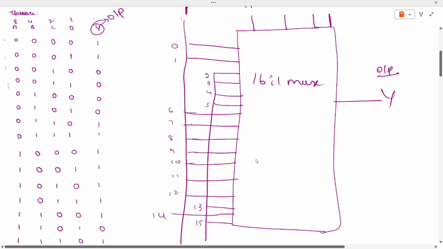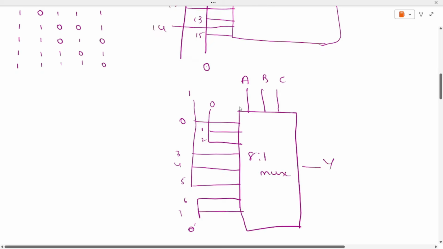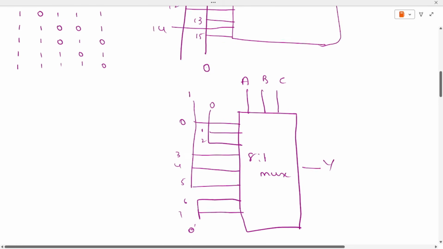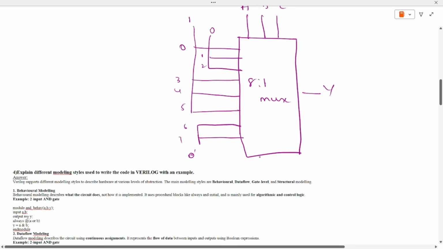Next, you can see the same way you will draw for 8 is to 1. For 8 is to 1, the change you will make here is you will consider it as 0, as 1, as 2, as 3. The same way you will write the truth table, and the same way you will get this mux. Okay, I hope you will follow the same method.